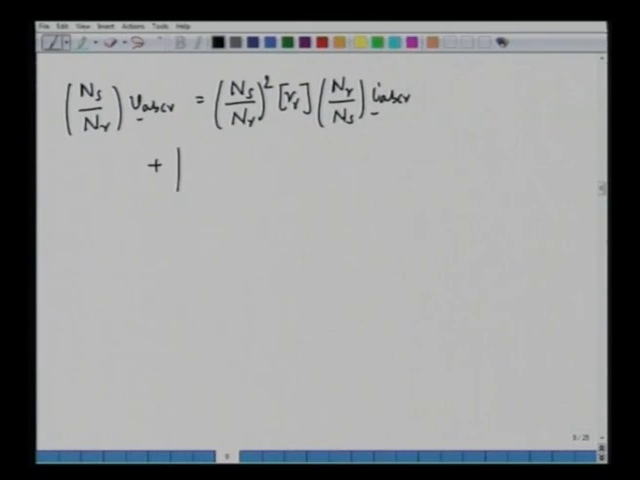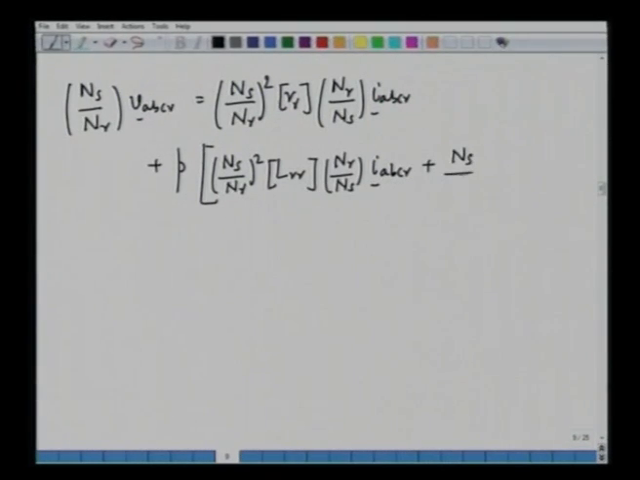plus we can expand this: Ns by Nr whole square LRR, Nr by Ns into IABCR, plus Ns by Nr into LRS IABCS. So this is basically the equation after transformation.